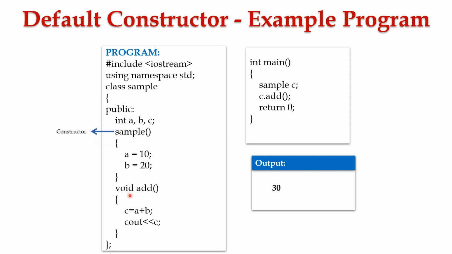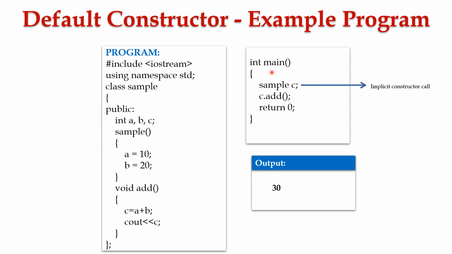Followed by constructor, we have another method named add, which has a return type of void, and this method performs an expression that is A plus B, and the value of the expression is stored in the variable C. Using cout statement, we have displayed the value of the variable C to the user.